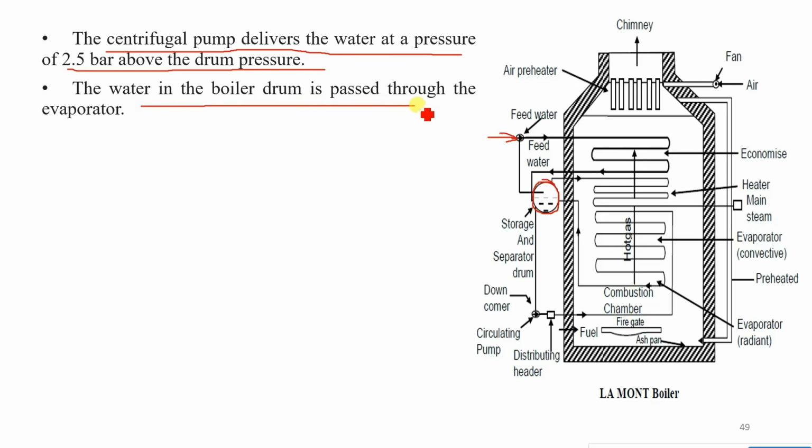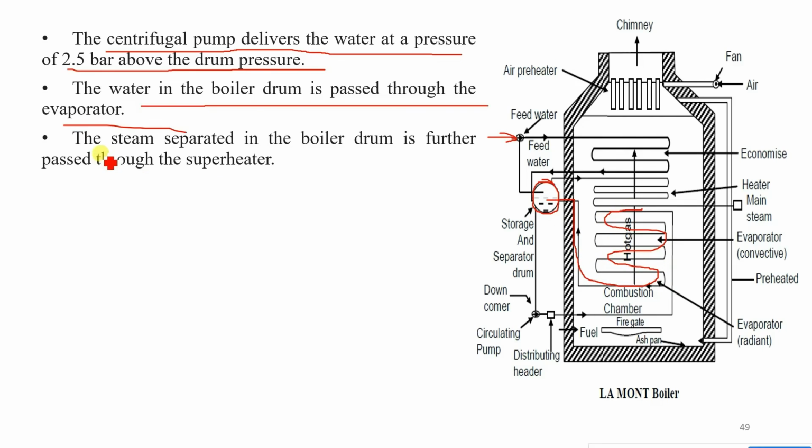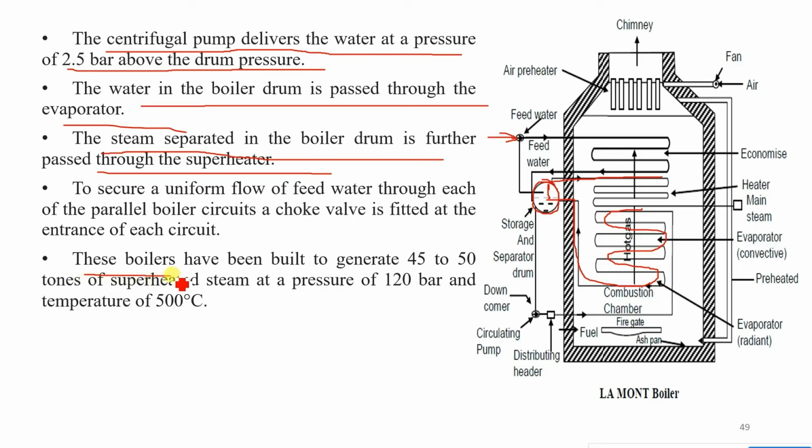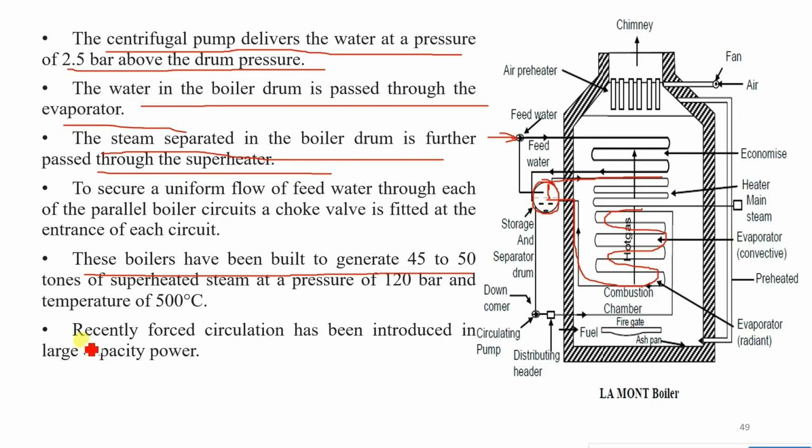The water in the boiler drum is passed through the economizer. The steam separated in the boiler drum is further passed through the superheater. To secure the uniform flow of feed water through each of the parallel boiler circuits, a choke valve is fitted at the entrance of each circuit. These boilers have been built to generate 45 to 50 tons of superheated steam at a pressure of 120 bar and temperature of 500 degrees Celsius.